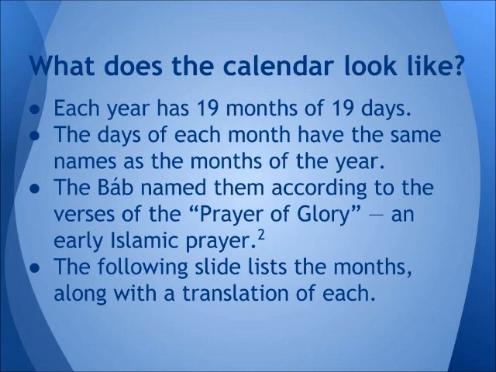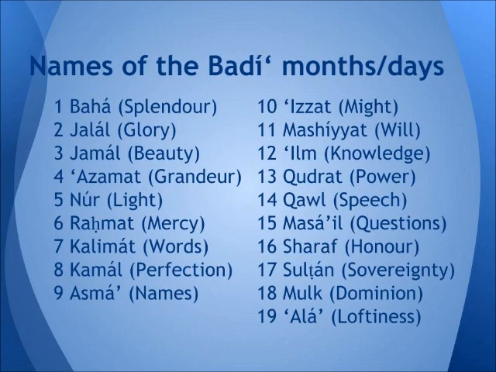The days of each month have the same names as the months of the year. The Báb named these months according to the verses of the Prayer of Glory, an early Islamic prayer. The following slide lists the months along with a translation of each. The first month is Baha, or splendor. Then I'm going to read the Persian names: Jalal, Jamal, Azamat, Nur, Rahmat, Kalimat, Kamal, Azma, Izzat, Mashiat, Ilm, Qudrat, Qawl, Masail, Sharaf, Sultan, Mulk, and Ala.